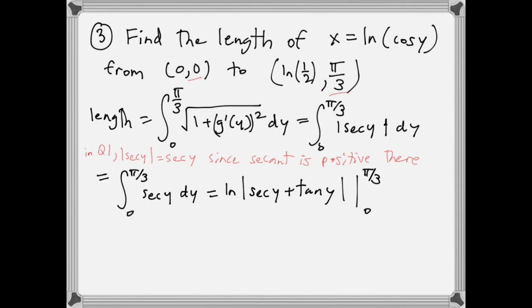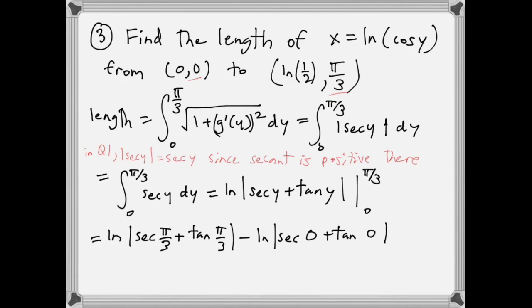So what does this end up being? This ends up being ln of the absolute value of secant of pi over 3 plus tan of pi over 3, minus ln of secant 0 plus tan 0. What is secant of pi over 3? So I never memorized other than the main trig function. So what's cosine of pi over 3? Cosine of pi over 3 is a half, so secant of it would be 2, right?